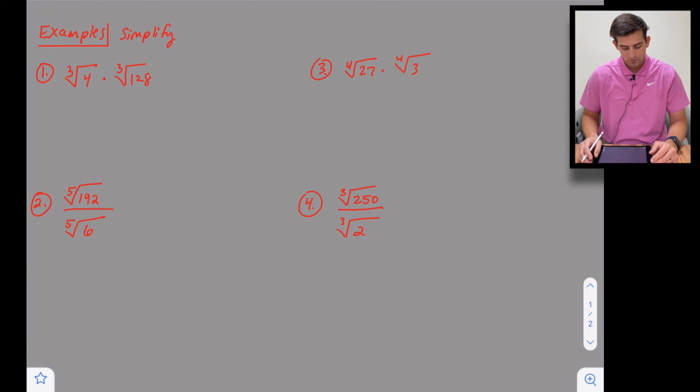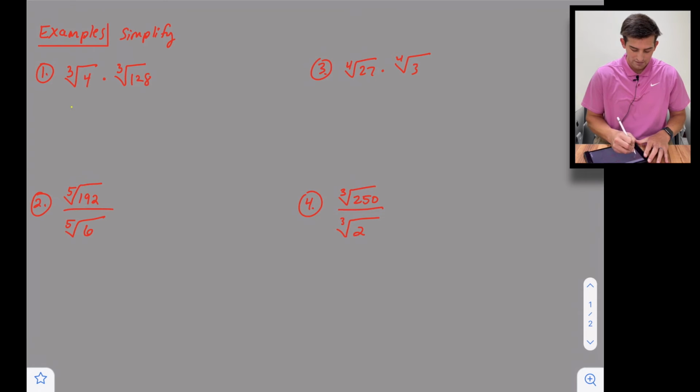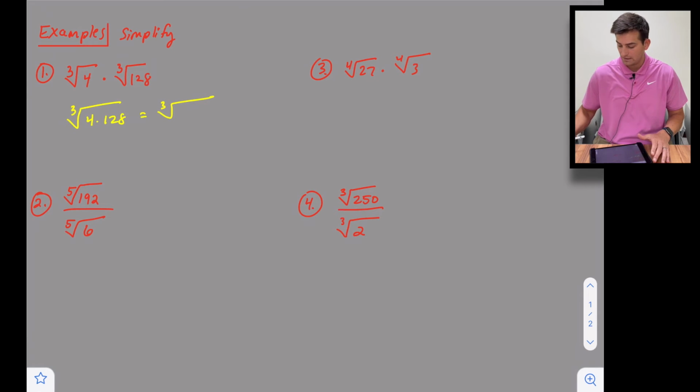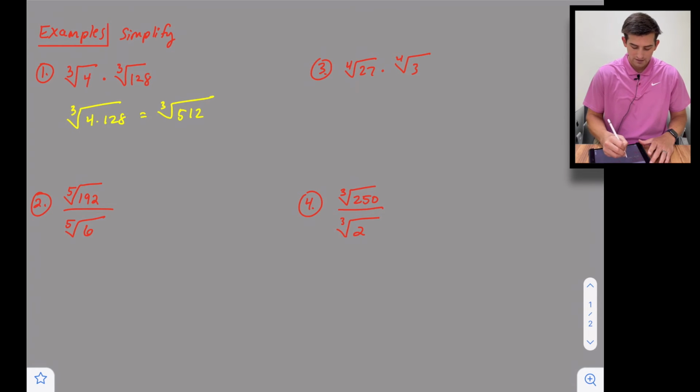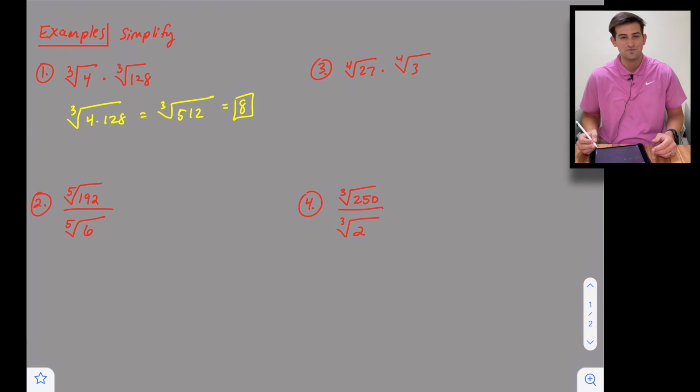So for example number 1, we see the cube root of 4 times the cube root of 128. Well, if we notice 4 and 128, neither one of those are what we would consider perfect cubes, so we can't take the cube root of those right away. But we could rewrite this as the cube root of 4 times 128. And so if we do that, 128 times 4, that gives us 512. And now we do know that 512 is a perfect cube. The cube root of 512 is 8. So number 1 is equal to 8.